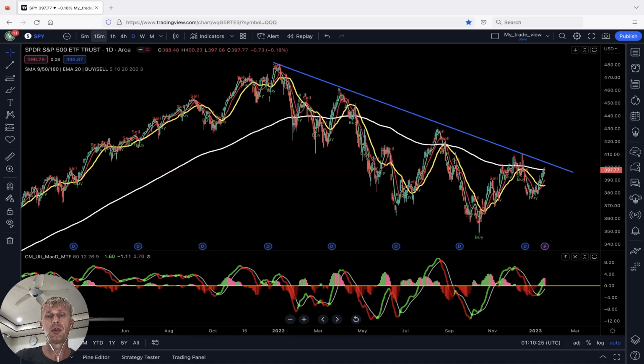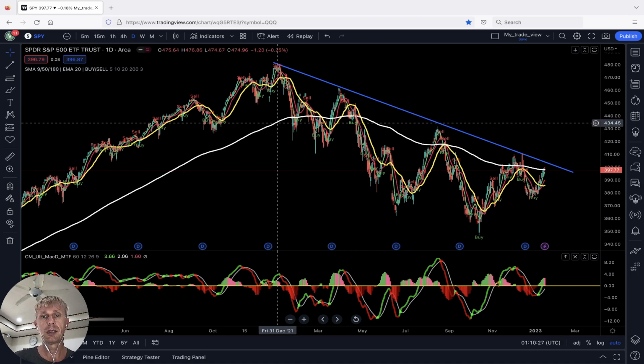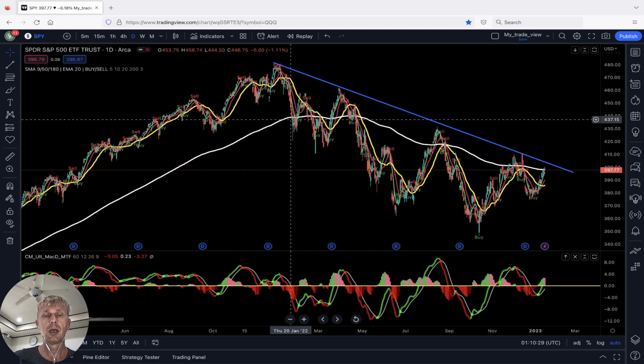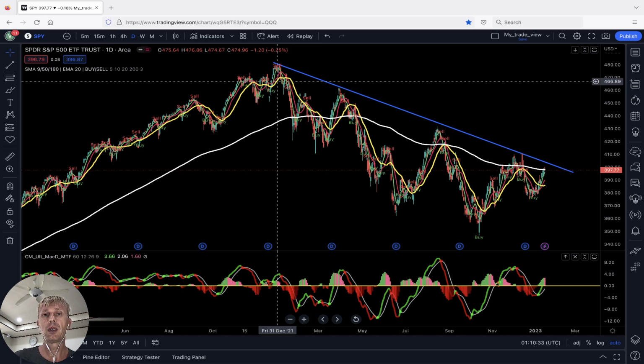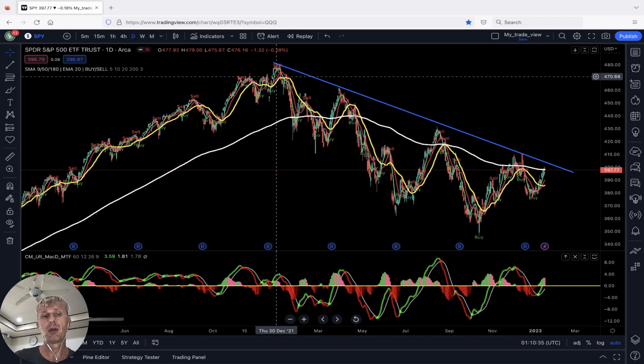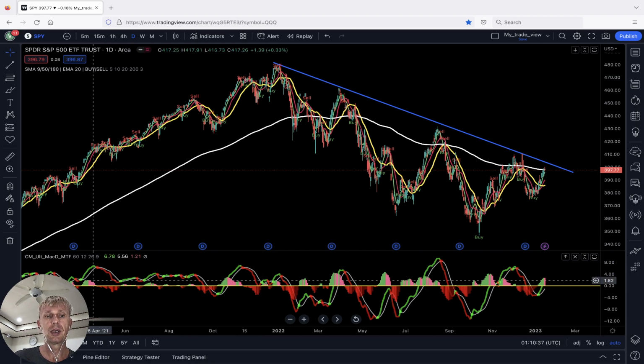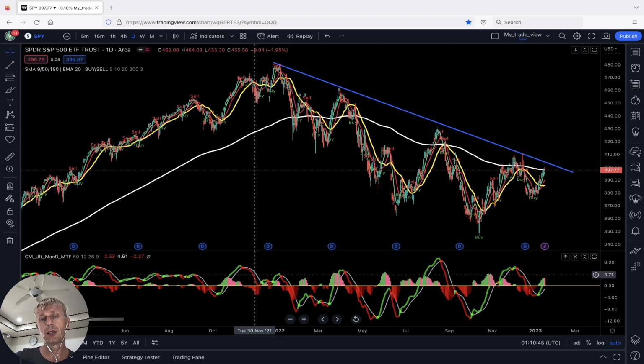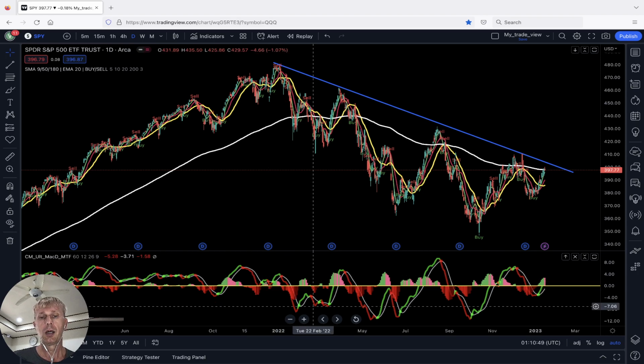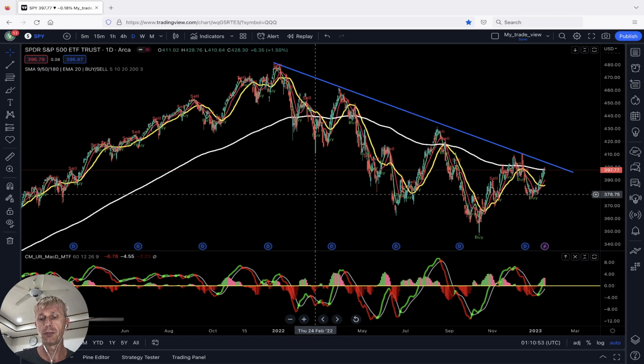Okay, let me briefly mention my setup. I'm using moving averages. The white line is MA 200, the yellow line is MA 20, the red line is MA 10, and the green line is MA 5, with the MACD indicator on the bottom. On the MACD, the green line is bullish, the red line is bearish, the white line is the signal line, and the yellow line is the zero line between bullish territory and bearish territory. Okay, that's so simple.